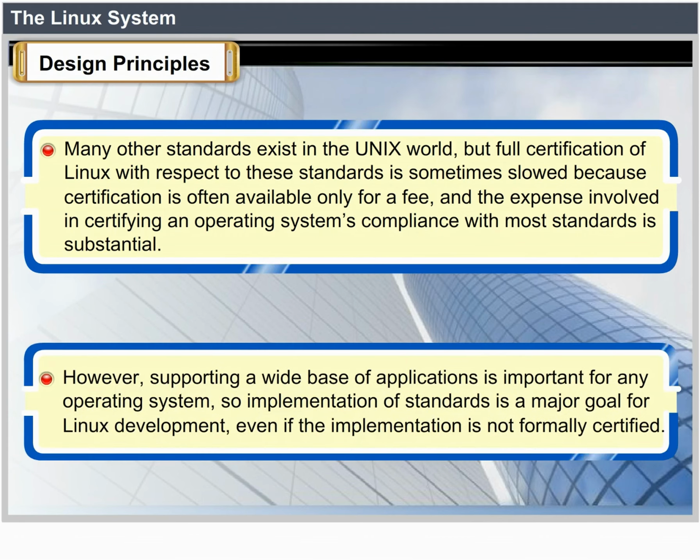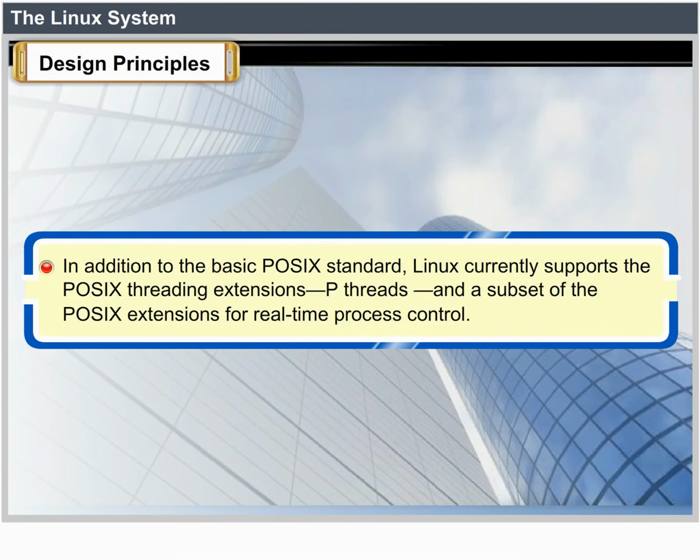However, supporting a wide base of applications is important for any operating system, so implementation of standards is a major goal for Linux development, even if the implementation is not formally certified. In addition to the basic POSIX standard, Linux currently supports the POSIX threading extensions, pthreads, and a subset of the POSIX extensions for real-time process control.